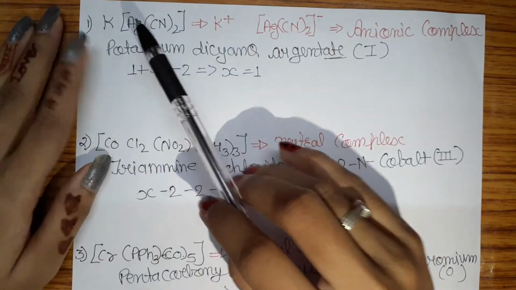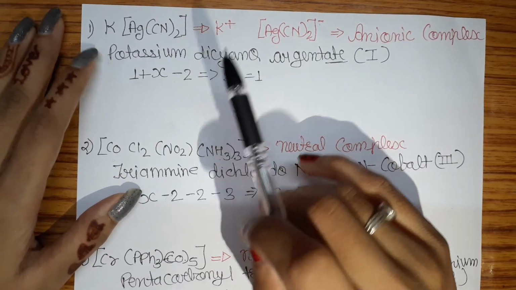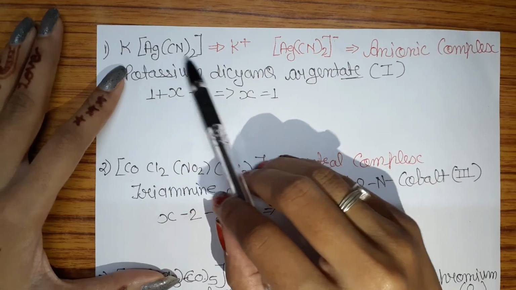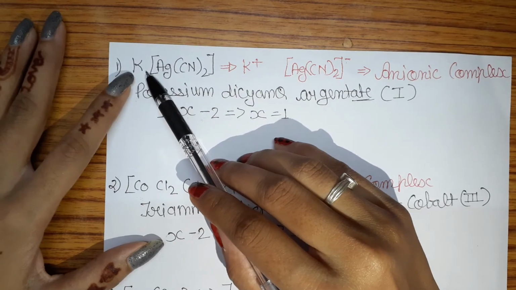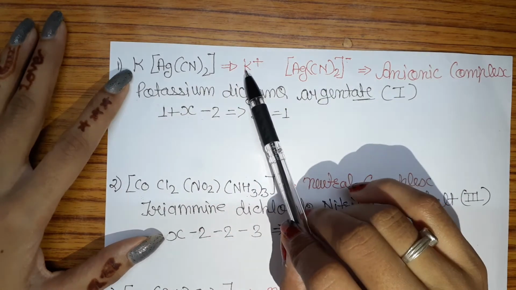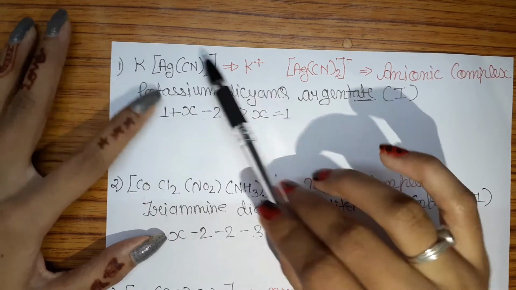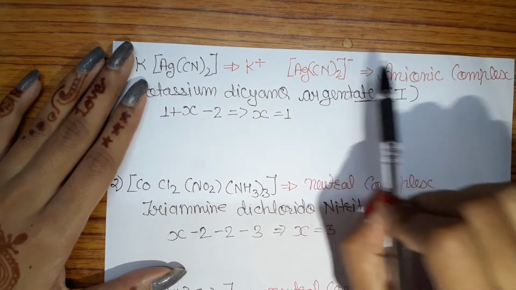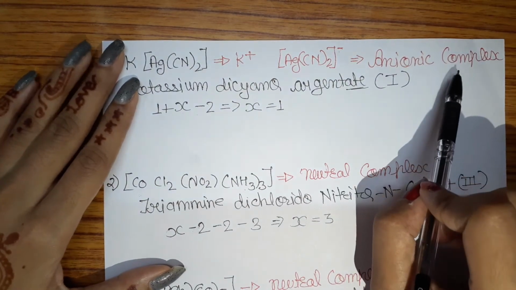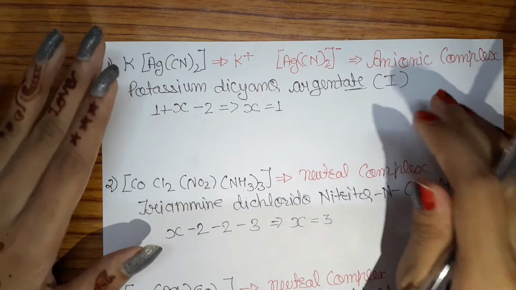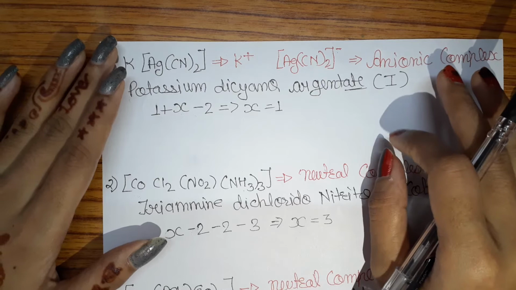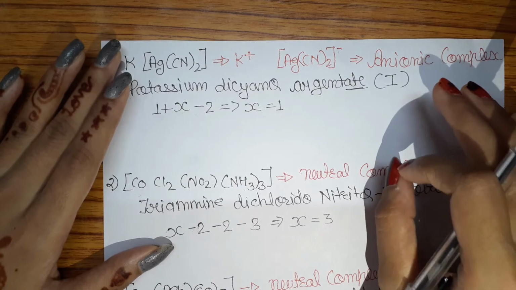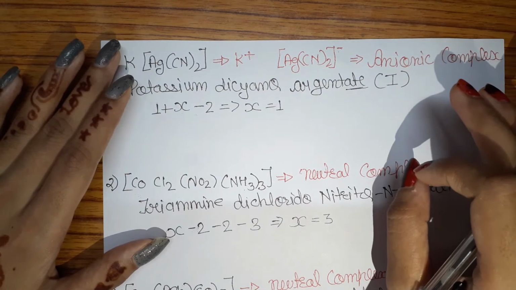Now there are some examples of coordination compounds and we are going to name them. First of all, there is K[Ag(CN)2]. When this dissociates, it forms K+. If K is positive, we know that the complex has a negative charge, so it is an anionic complex. Whenever there is an anionic complex, we have to add the word "ate" at the end of the central metal ion name, and in a neutral or cationic complex there is no need to change the name of the central metal ion.